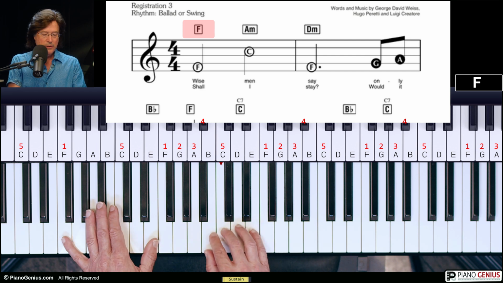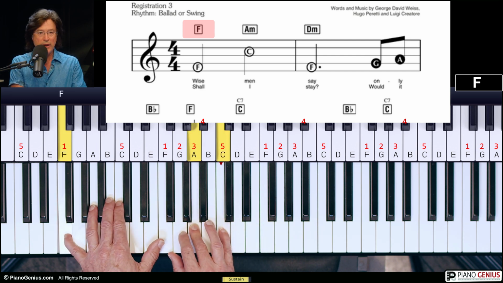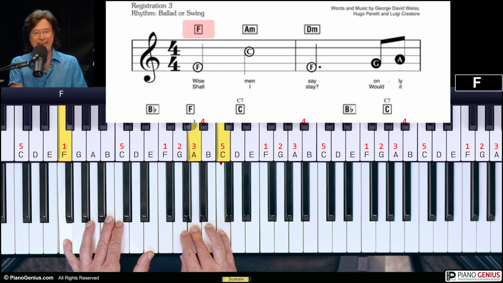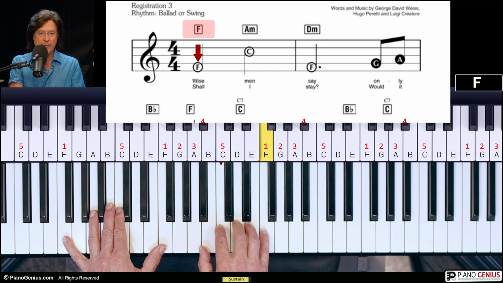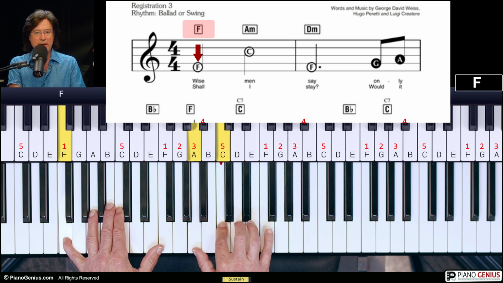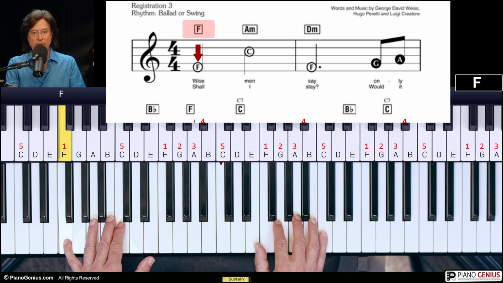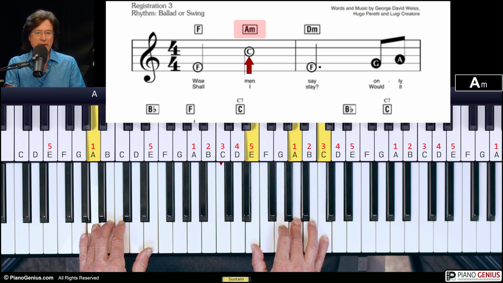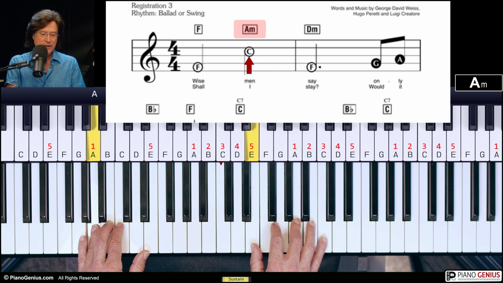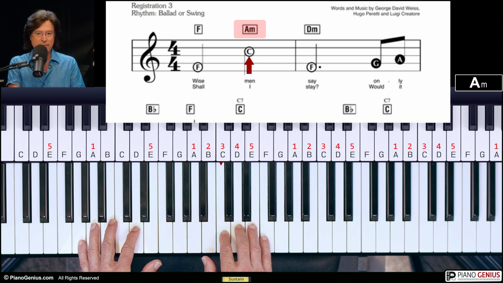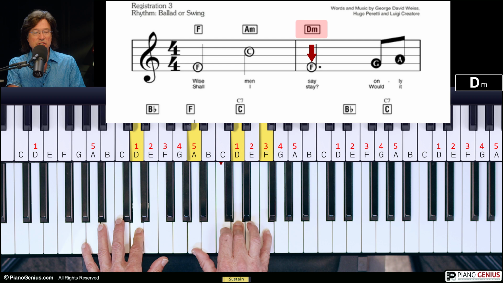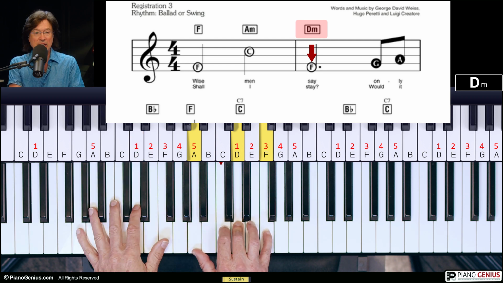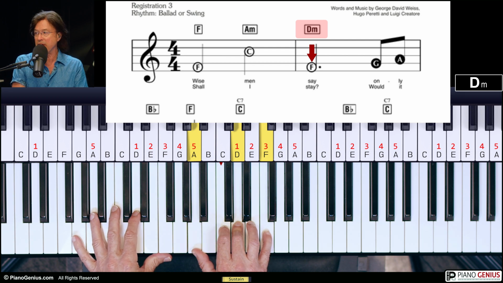Okay, so if we're playing an F, "wise," and then the note itself shows the F, so that means the melody's there. "Wise," and then A minor, but it's telling me that the C's on top. And then D minor, but it says that the F is on top. So this is basically shortcutting what I had you do, which was to work it out and write it in little red letters. So I'm a big fan of this.